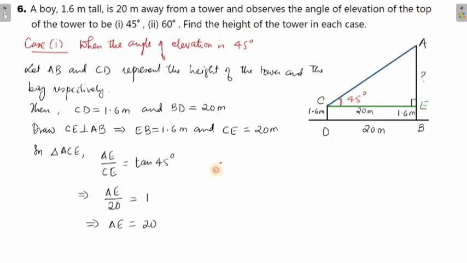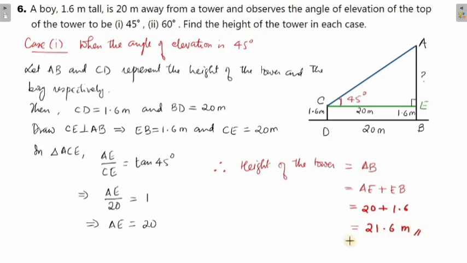we have the height of the tower. So the height of the tower will be equal to AB, but AB can be written as AE plus EB from the diagram. Now what is AE? AE just now turned out to be 20. And what is EB? EB is equal to 1.6. So if you add them, you get your answer to be 21.6 meter. So this will be the height of the tower if the angle of elevation is 45 degree.